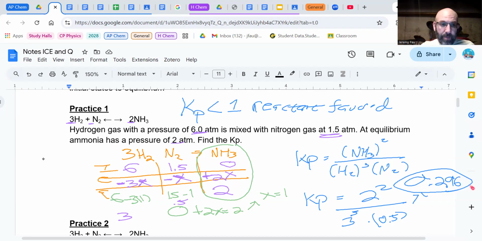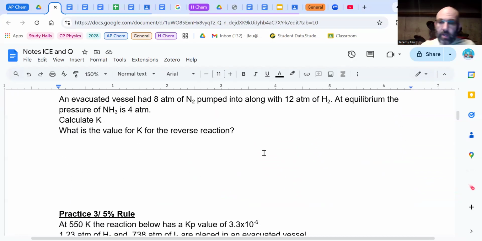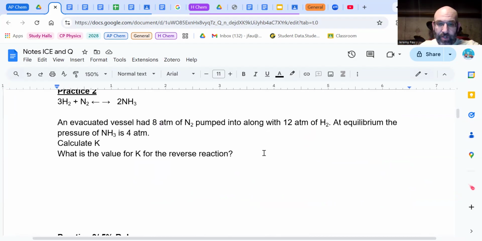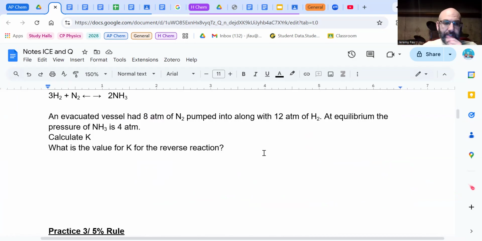So let's try another one. A vacuum vessel had 8 atmospheres of nitrogen pumped into it along with 12 atmospheres of hydrogen. At equilibrium, the pressure of ammonia is 4 atmospheres. Calculate K. And then what is K in the reverse reaction? Very similar setup. So let's try this again. 3H2 plus N2 arrow 2NH3, and ICE.